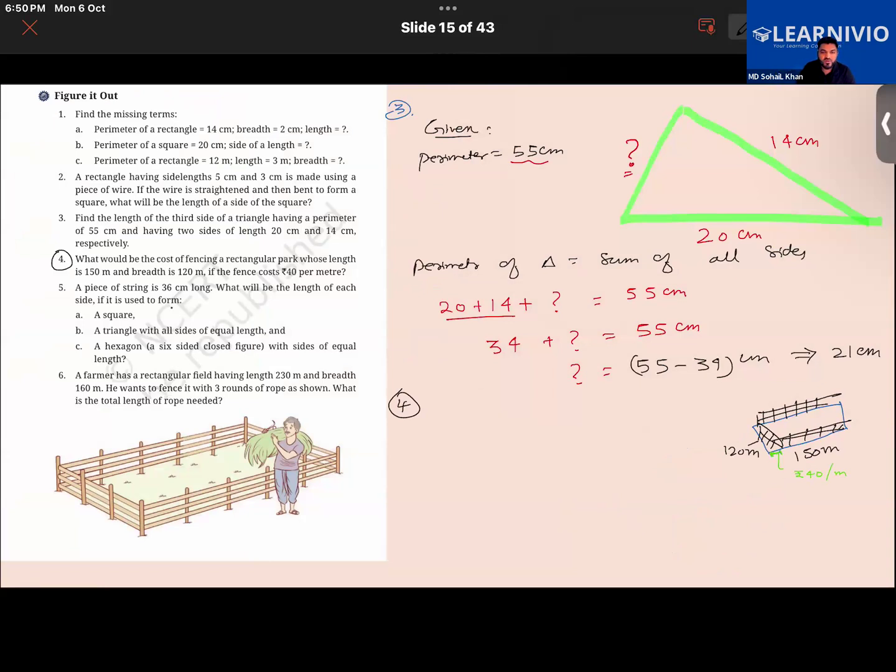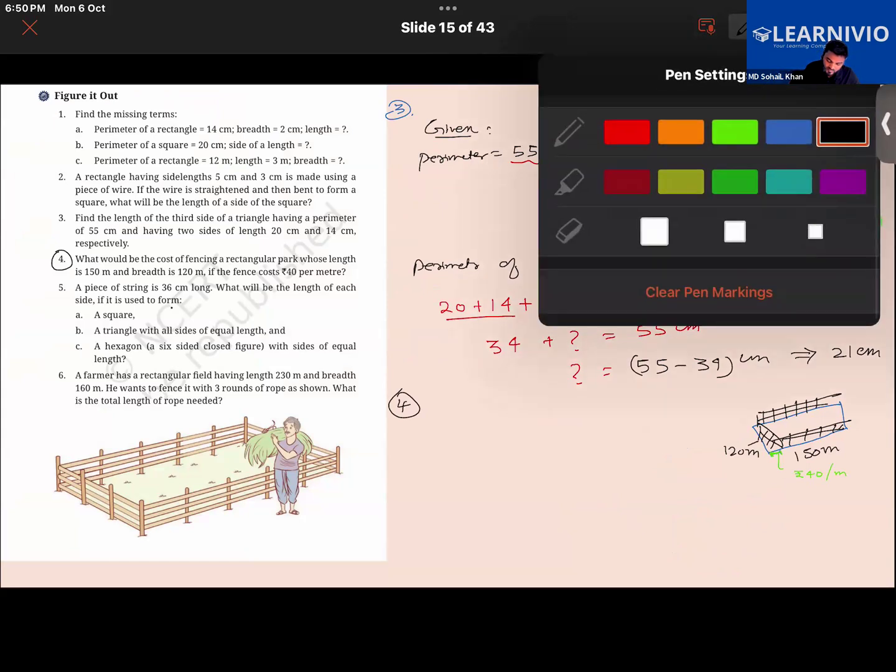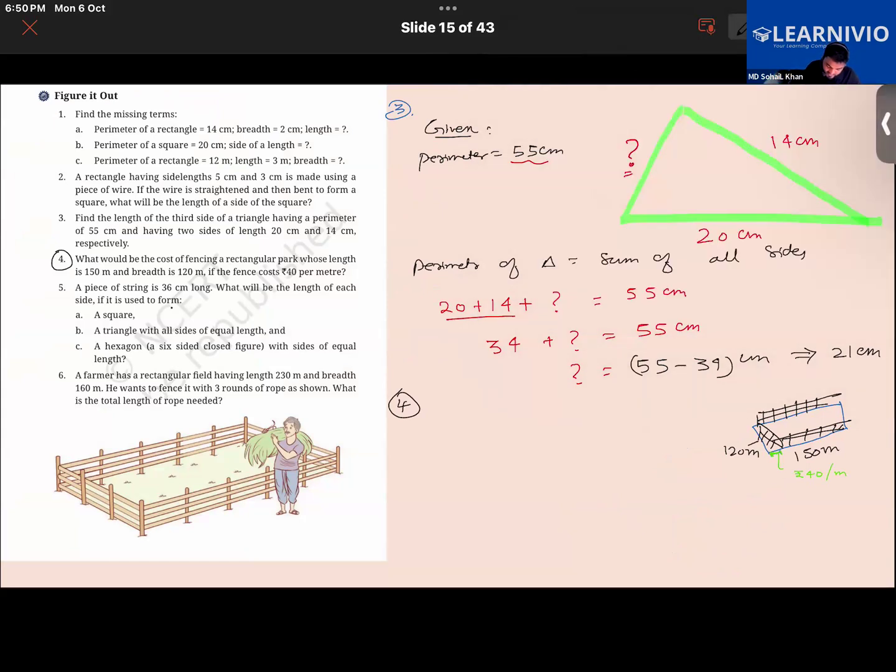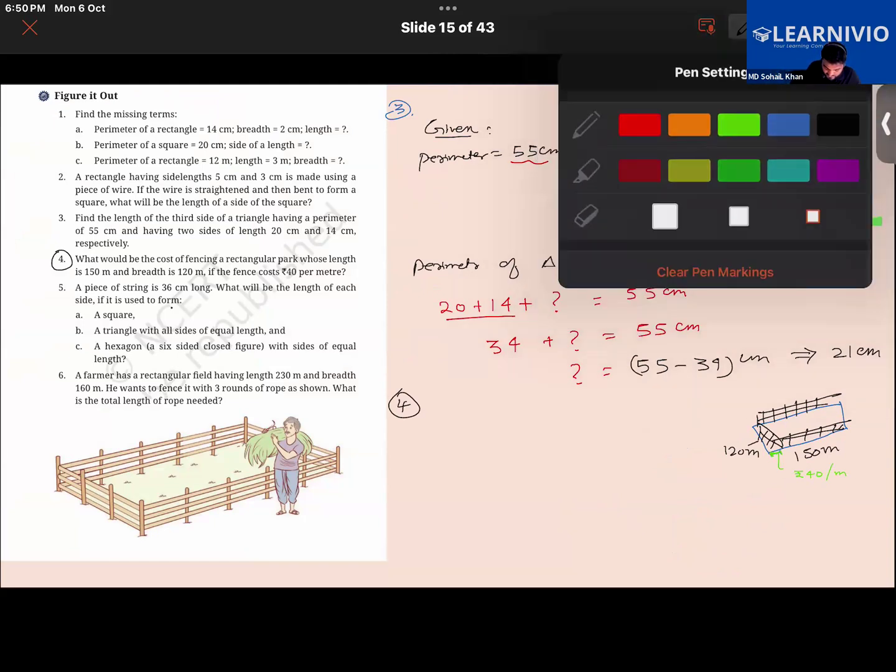Whenever you encounter such kinds of questions, keep your cameras on. Note down an important formula right now.